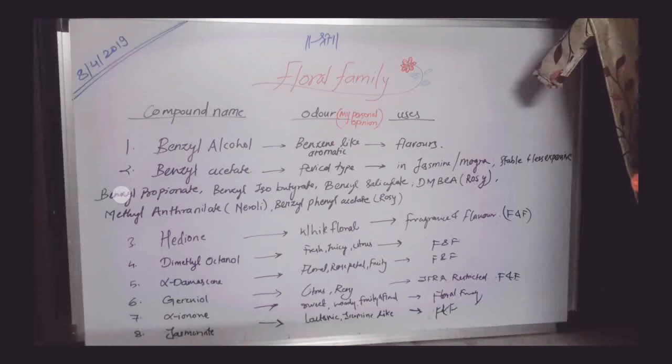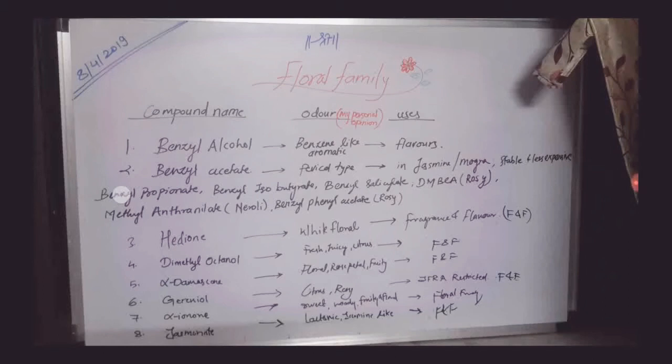Benzyl propionate is available. Benzyl butyrate. Benzyl salicylate is there. DMBCA, which gives you the rosy character. Methyl anthranilate is there, which gives you the neroli character. Benzyl phenyl acetate, again gives the rosy character. So I'm including a few in the floral families.